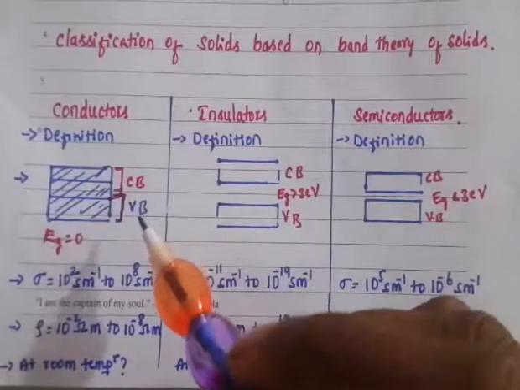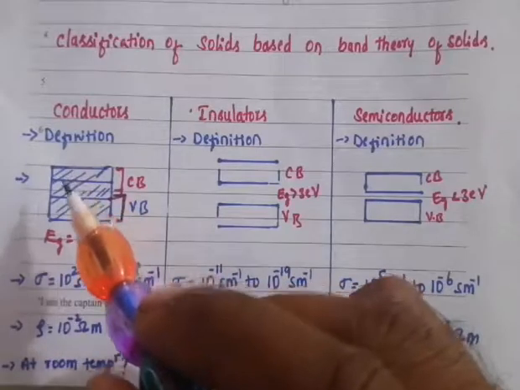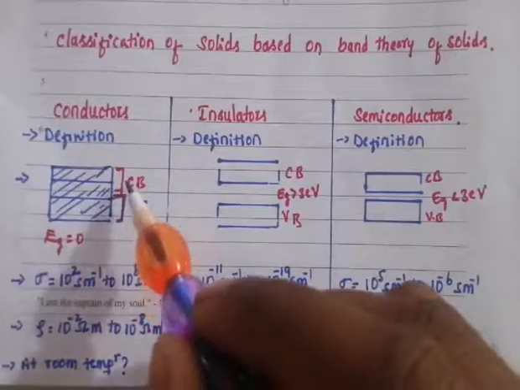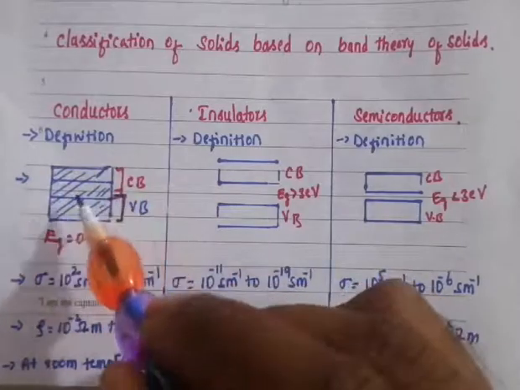Here, due to the energy gap. In conductors, the valence band and the conduction band are overlapping with each other.